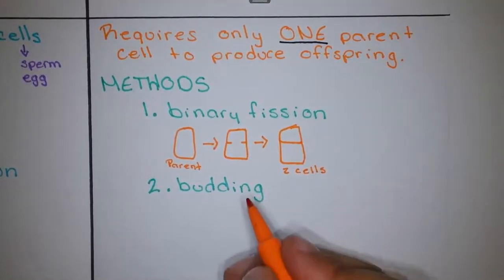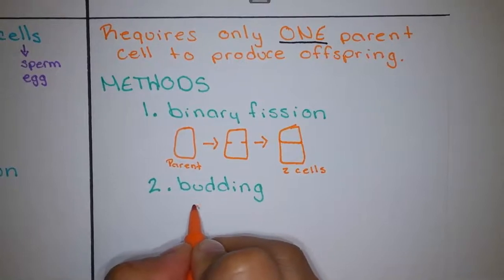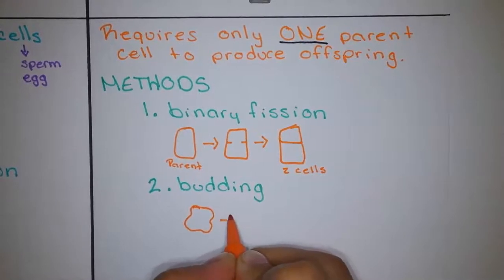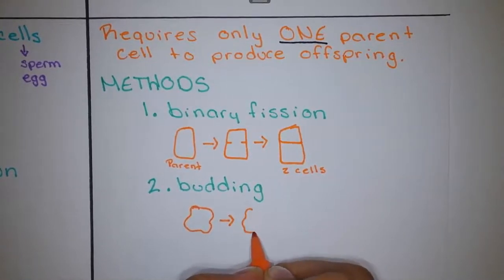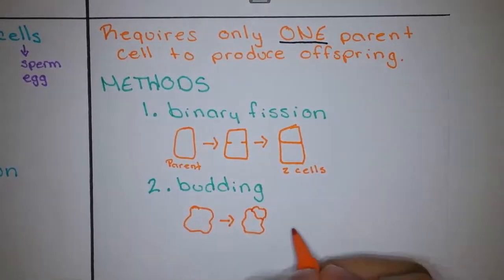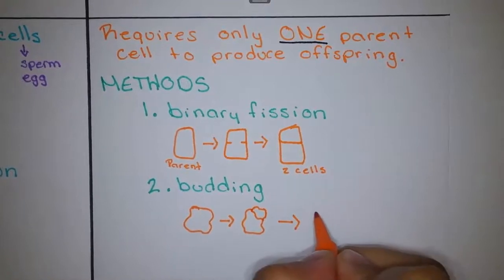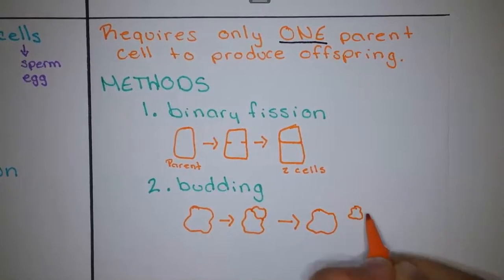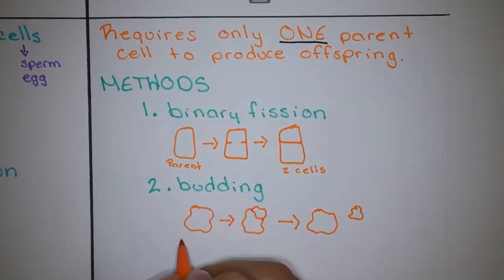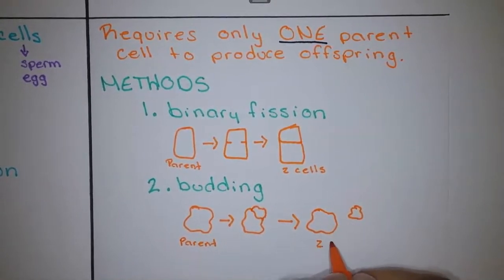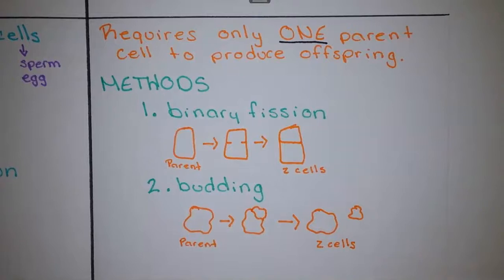In budding, what happens is you have your cell, and then all of a sudden, a small little fragment of your cell starts detaching, and it produces an offspring. Okay, so again, you have your parent cell, and then you have at the end two cells. They're going to be genetically identical.